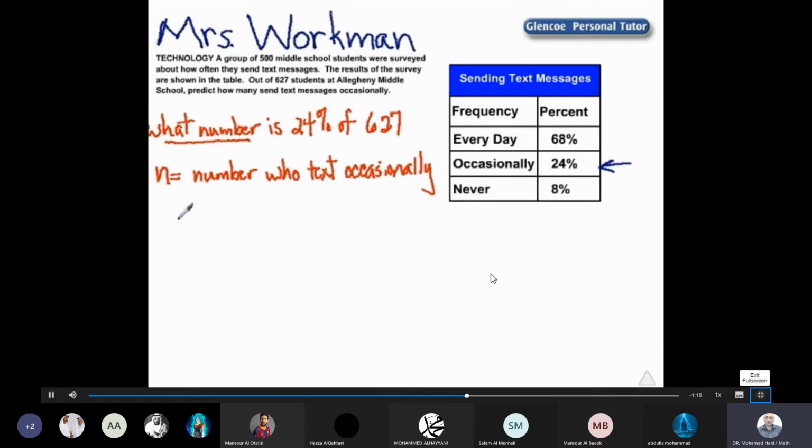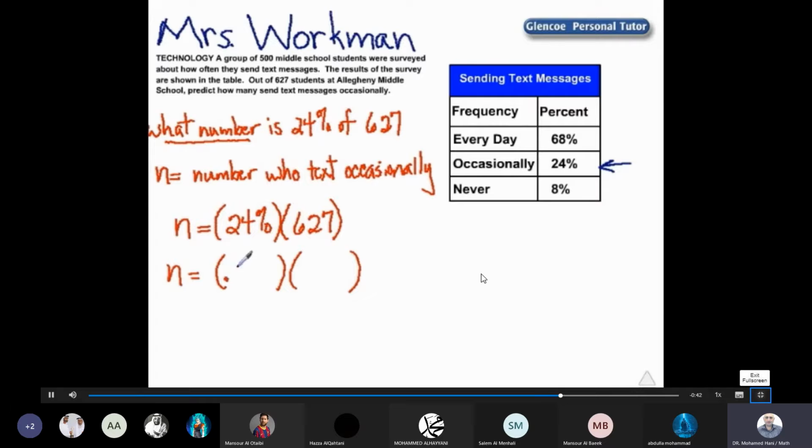What number, that's our variable, what number of students text message occasionally is, represents, equals 24% of, indicates a multiplication, times 627. One more step. In order to do the multiplication, we need to rewrite the 24% either as a fraction or as a decimal. Let's rewrite it as its decimal equivalent.